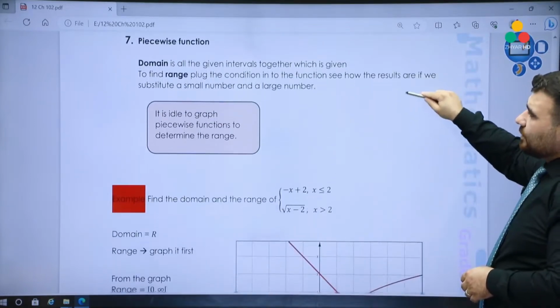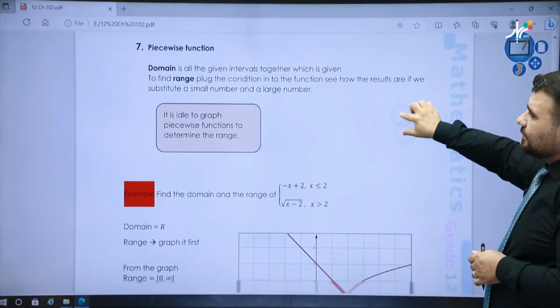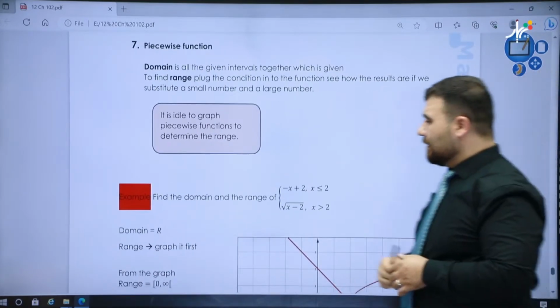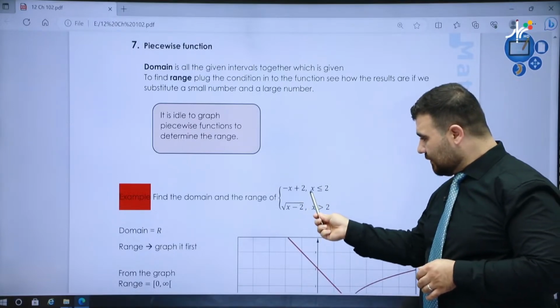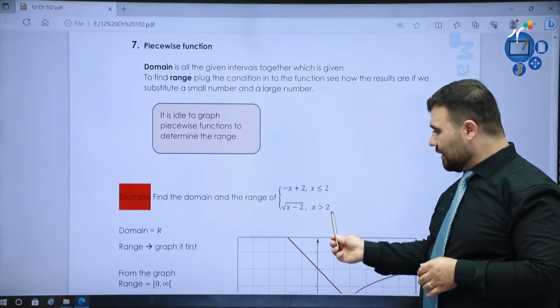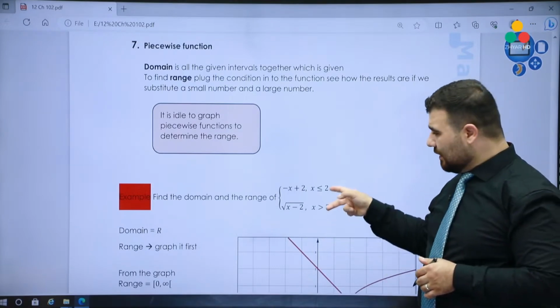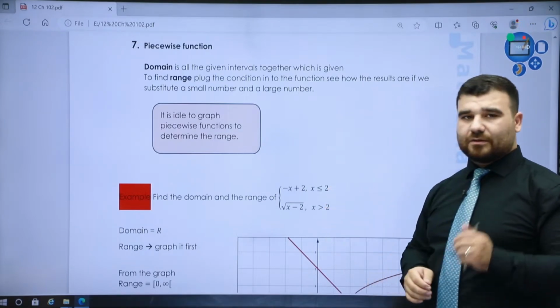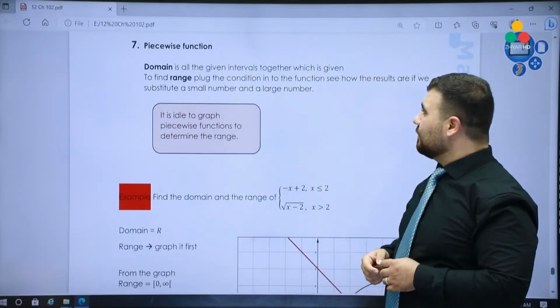Piecewise function or conditional function. Piecewise function, the domain is already given. These are x less than negative 2, x less than or equal to 2, x greater than 2. These are directly the domain. So the domain is all the given intervals together.